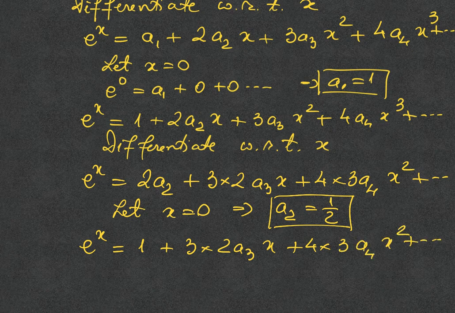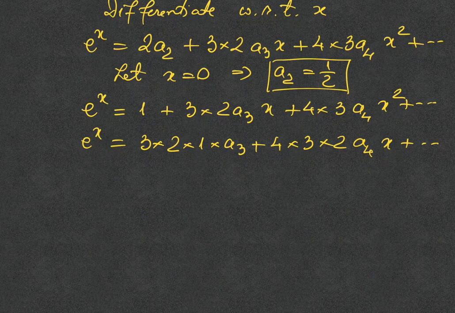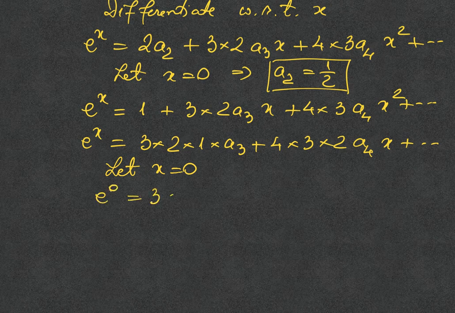So differentiate again, and we get e to the power of x equals 3 times 2 times 1 times a3, if you want the derivative of x is 1, plus 4 times 3 times 2 a4x plus and so on. Again, let x equal 0. You might want to pause the movie and try yourself. So e to the power of 0 is 3 times 2 times 1 a3. e to the power of 0 is 1, so you see how a3 is 1 over 3 factorial.